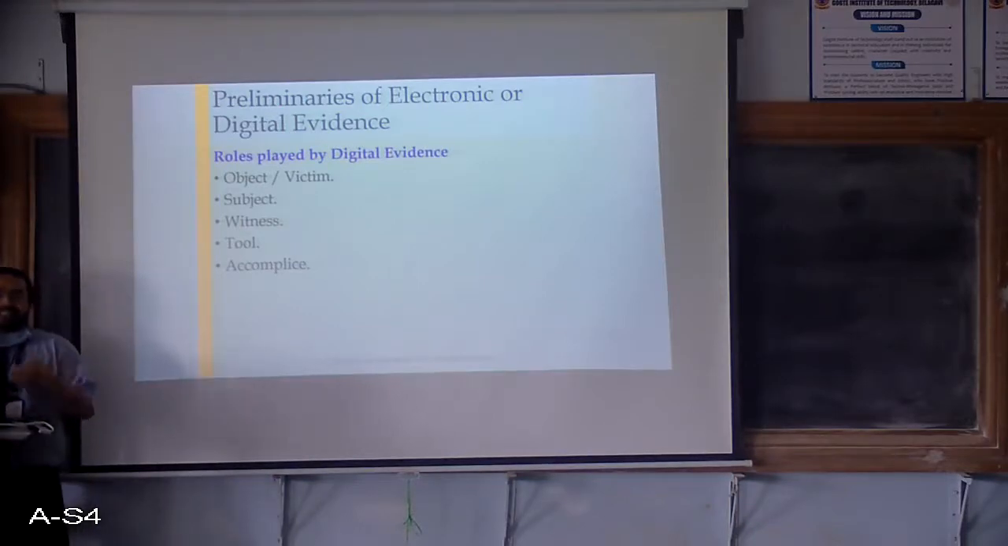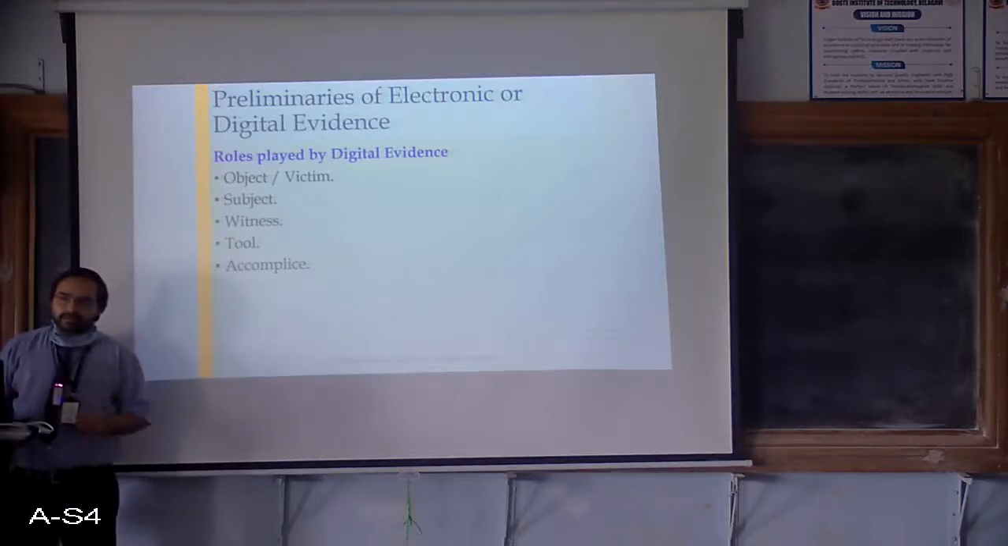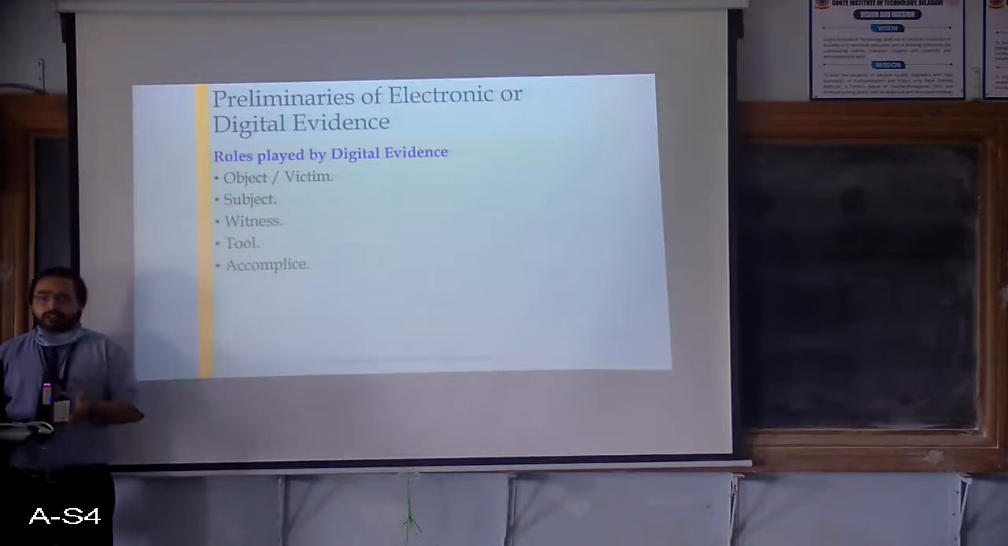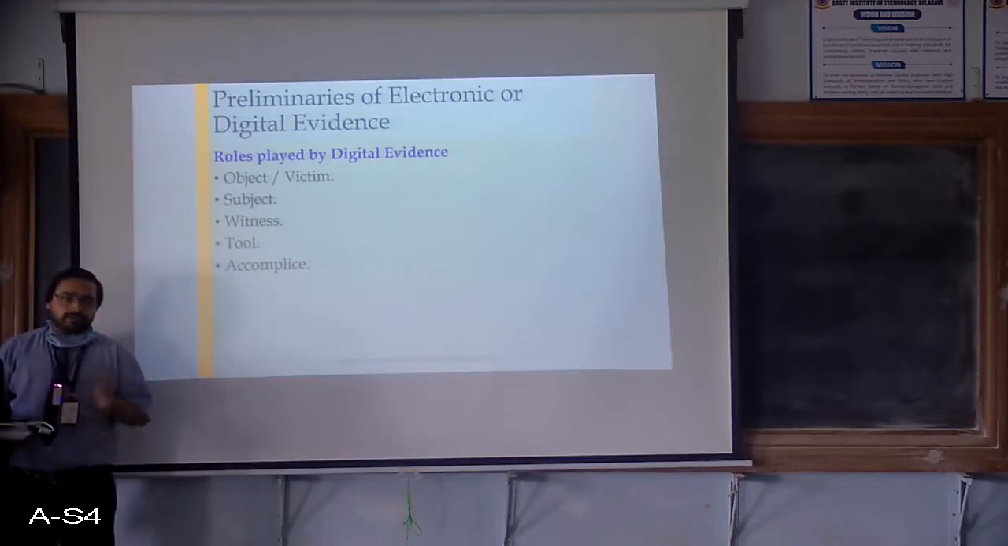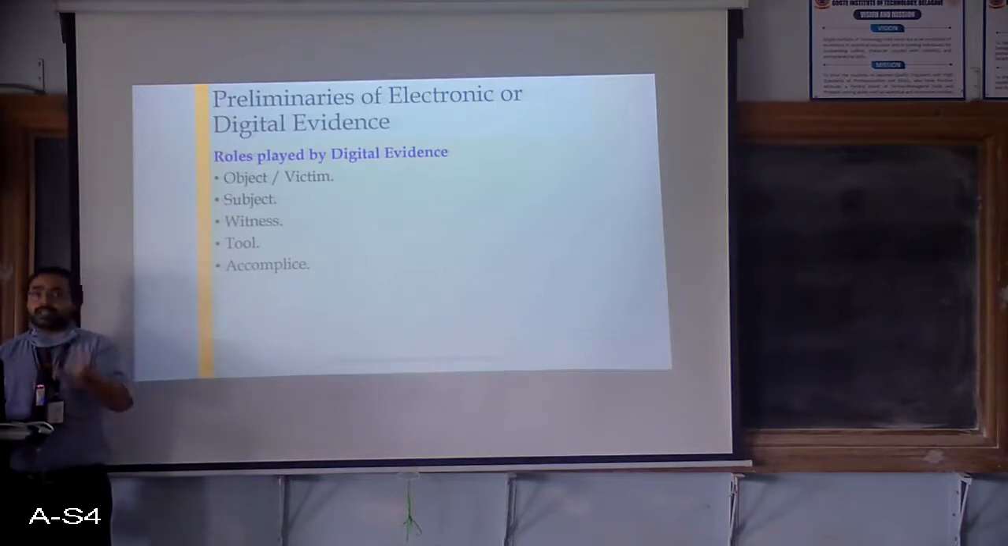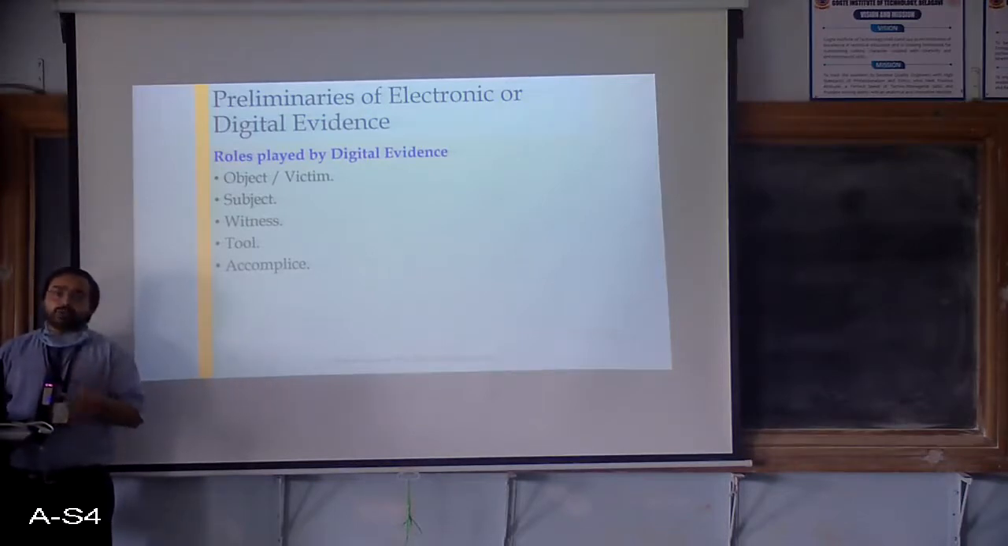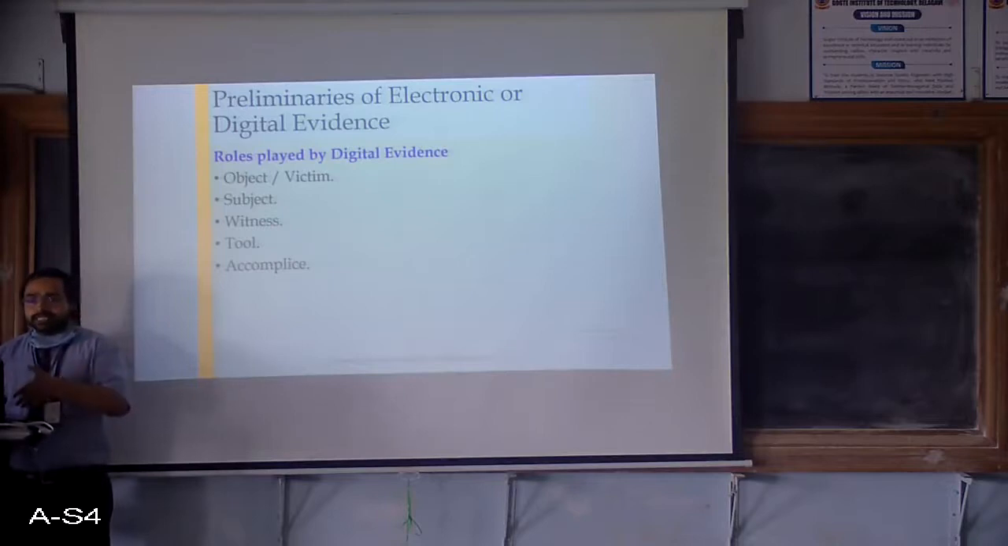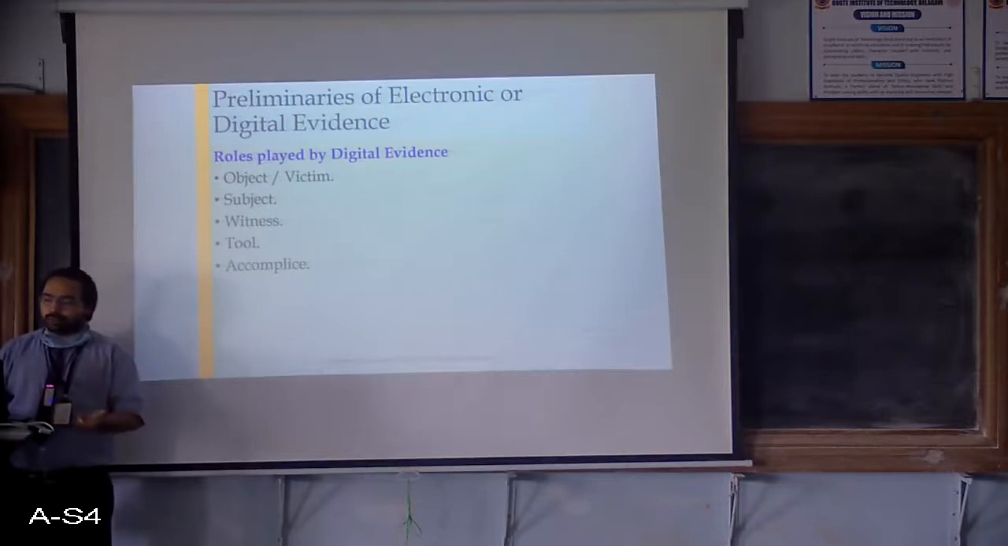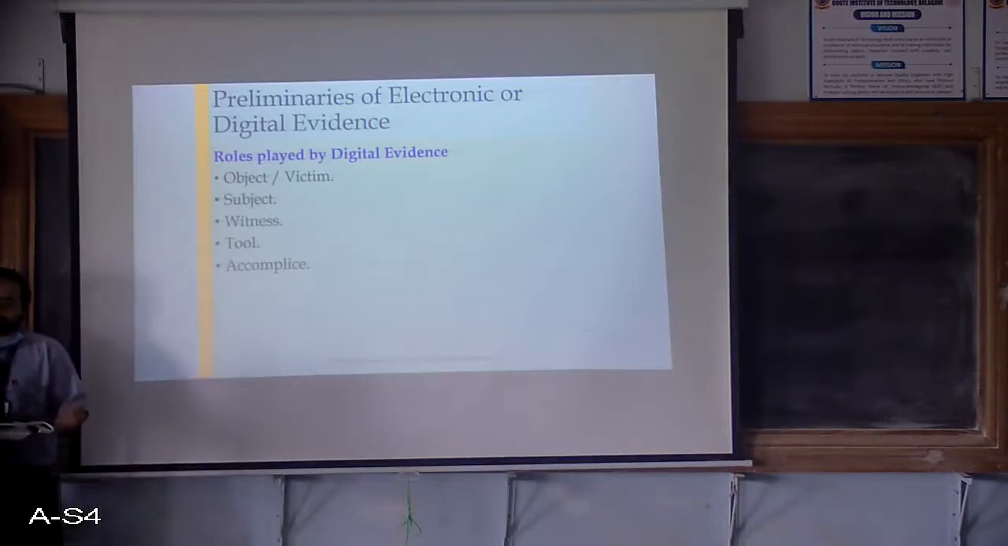The next is the accomplice. Let's assume that in case of murder or robbery, if there are some people who are helping the criminal to commit the crime, then they become accomplices. Now, in case of digital evidence, in case of cyber crime, it is the vulnerability or the loophole in the software that becomes the accomplice. Because of this vulnerability or loophole, the attacker is able to commit a crime.